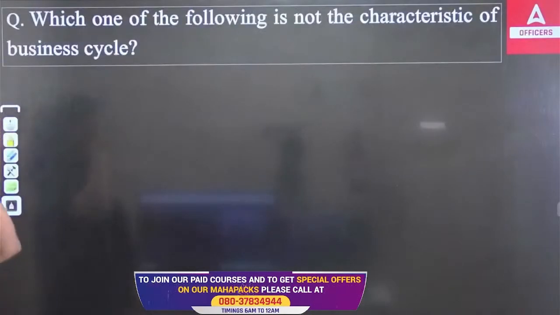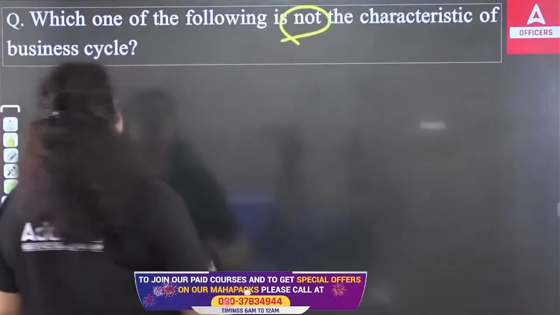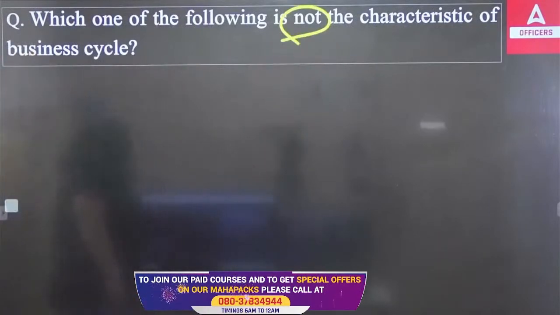Now, which one of the following is not a characteristic of the business cycle?